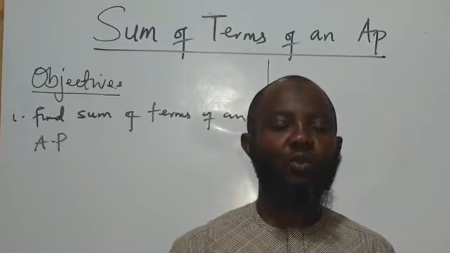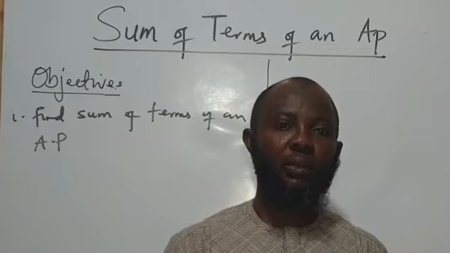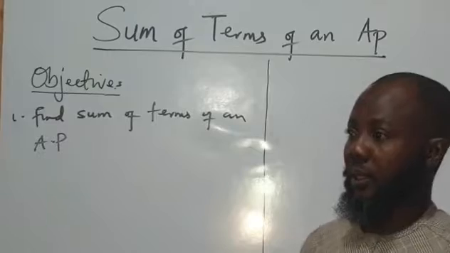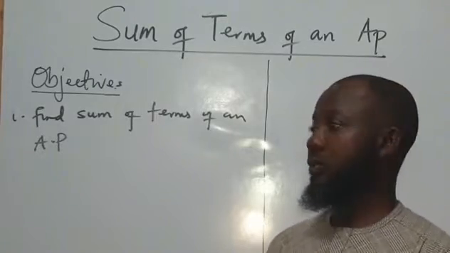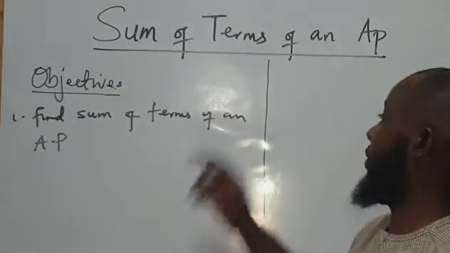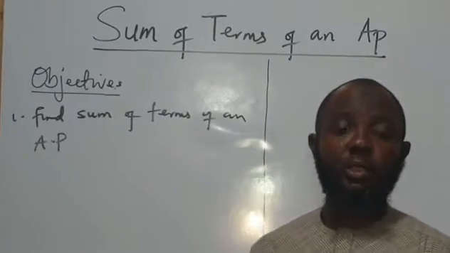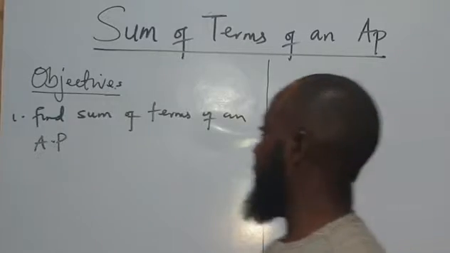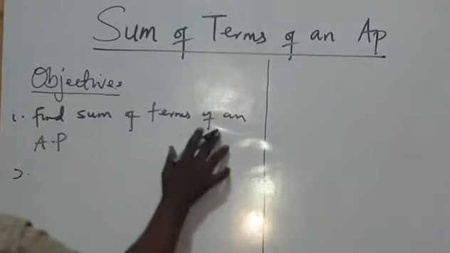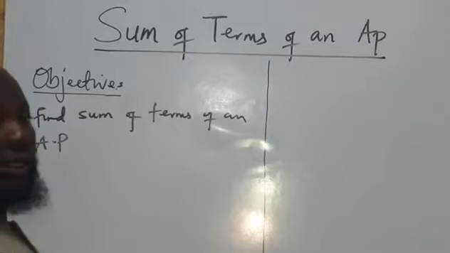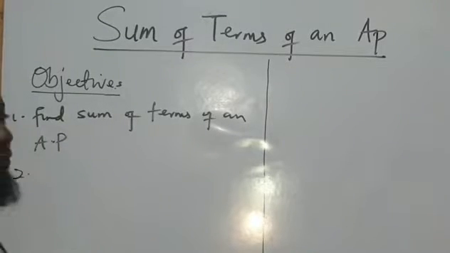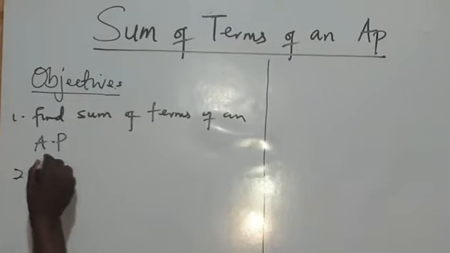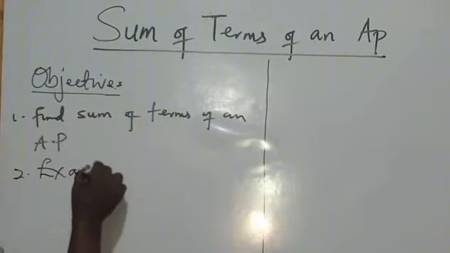So in this class, we want to continue from where we stopped, and we're still on arithmetic progression. We stopped at the end term of an arithmetic progression. So today we want to look at the sum of terms of an AP, that is arithmetic progression. So we have the objectives. The two objectives that we have are to show you the formula for finding the sum of terms of an AP, and then to solve problems. So we look at examples as well.